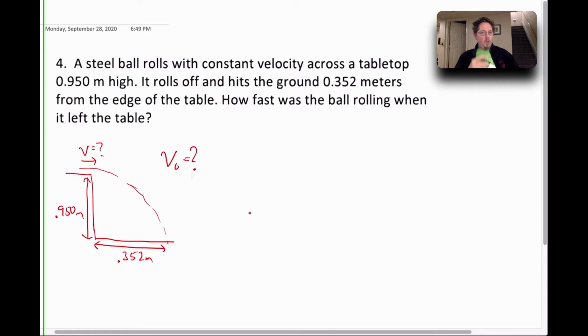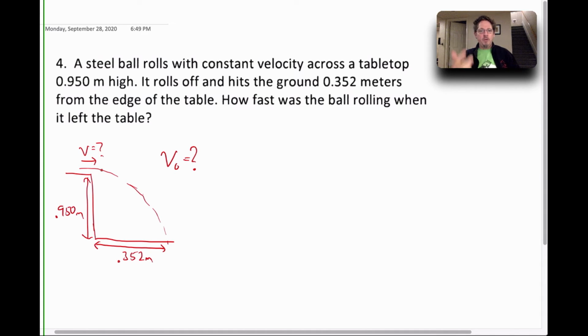Now, what we should be asking then is, is it v original x, v original y, or is it a combination? Well, it said the table was horizontal and it rolled off the edge here. When it first rolled off the edge, was it moving up or down at all? No. And that's a fact that we want to always be aware of.